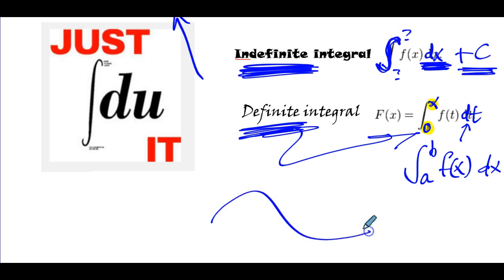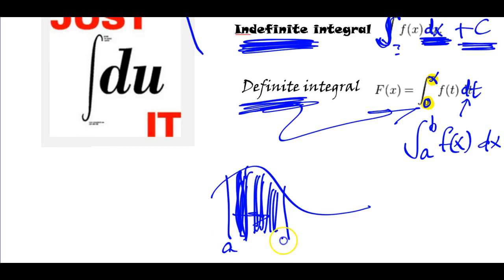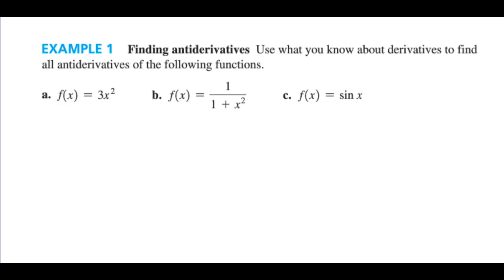So if they give you a function and say, find the area underneath the curve, from A to B, I'm moving from A, and I've got all these little rectangles that I'm going to fill up, and you're going to get that in chapter 5. So basically integration is area underneath the curve. But for now, all we're doing in chapter 4, the very last section, is finding the antiderivative.